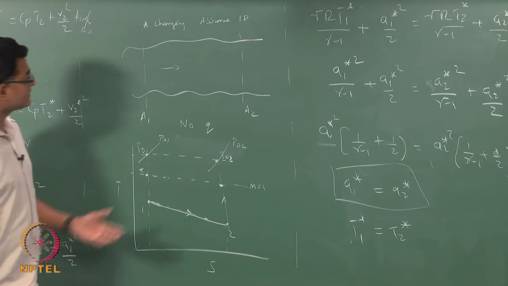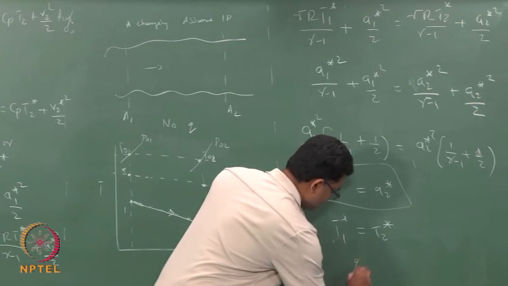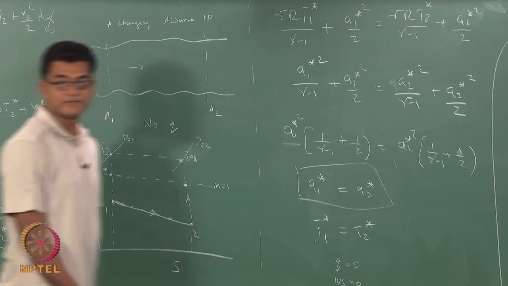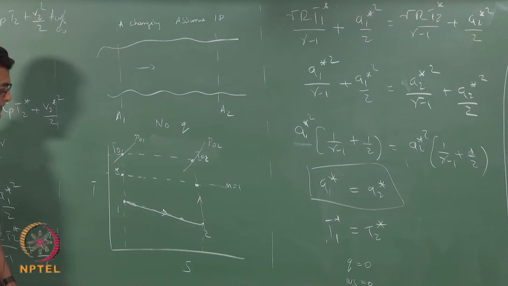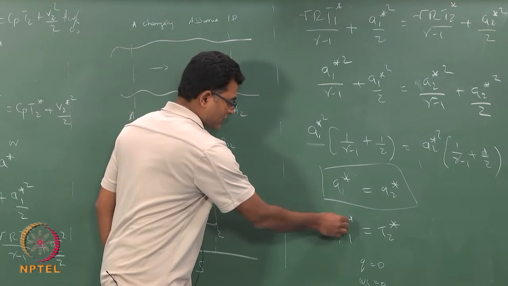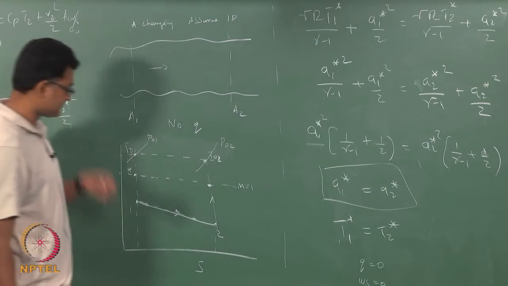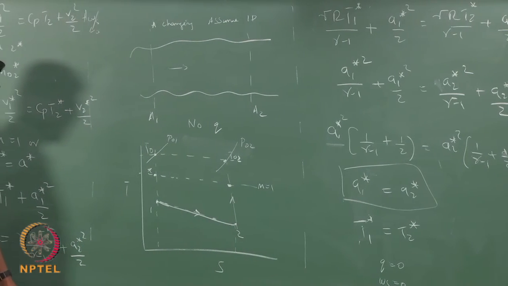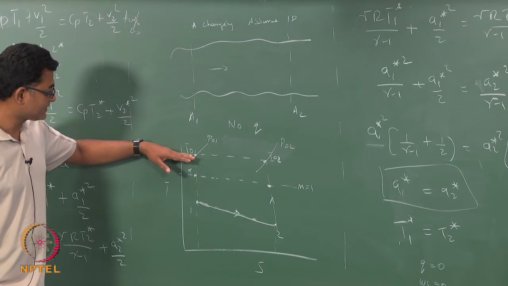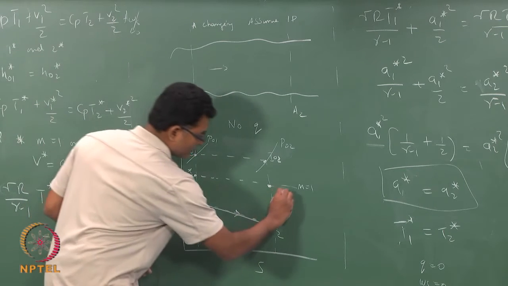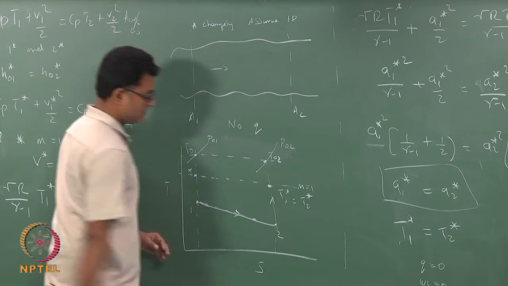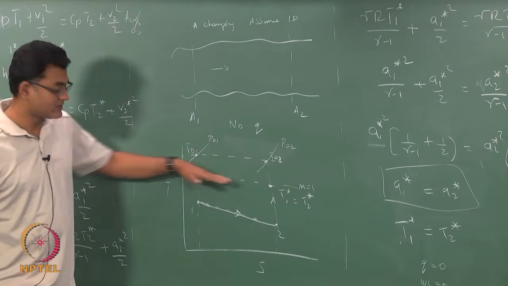So, the only assumption that is taken here is Q equals 0, W equals 0. So, the process is still irreversible. So, the temperature here is also the same, like our stagnation temperature, the star temperature is also the same. So, this will be on the straight line.